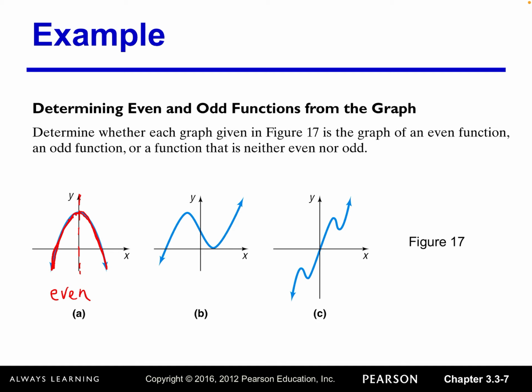And then let's look at B. Is this graph symmetric with respect to y? No, right? If it were symmetric with respect to the y-axis, this half would be supposed to look like that. Is that correct, if it's an even function? Obviously, this is not even.